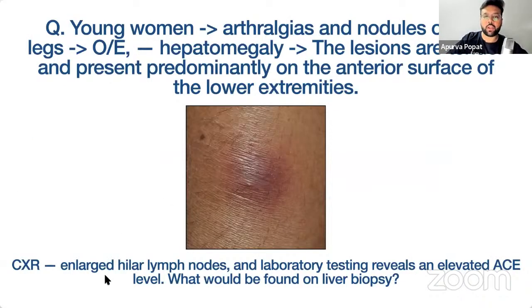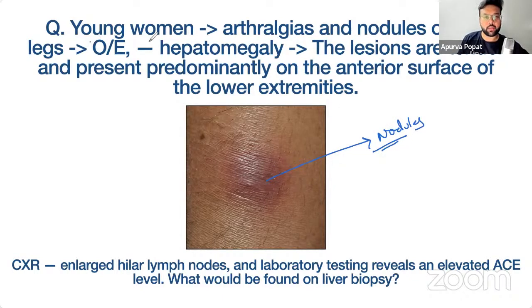A young woman is complaining of arthralgia, and she has various nodules on her legs. On examination, there is hepatomegaly. If you are doing a biopsy of that hepatomegaly, what will you see in the liver biopsy in this patient? And this patient is having some skin lesions like this. She's having some skin nodules like this. What are these nodules called?